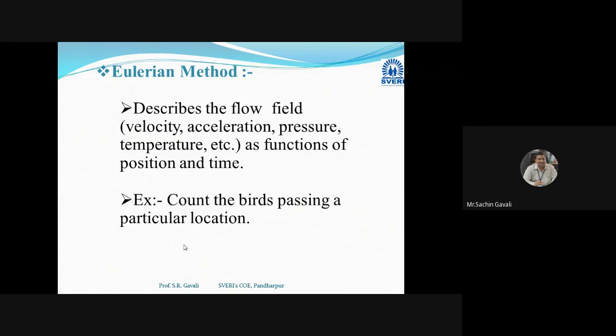The next method also describes the flow field, velocity, acceleration, pressure, temperature, etc., as a function of position and time. Now here, the observer has to remain stationary. The observer, who is observing the flow, has to be stationary. So we take one section, one particular location in space, where the observer remains steady or static. The observer is fixed, or not moving.